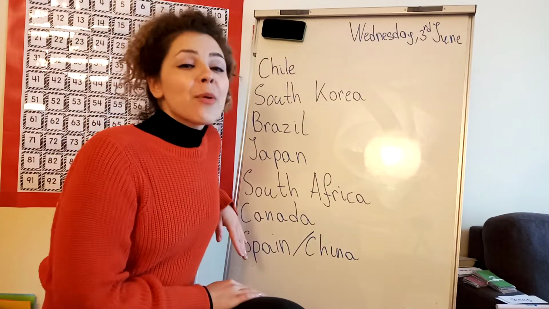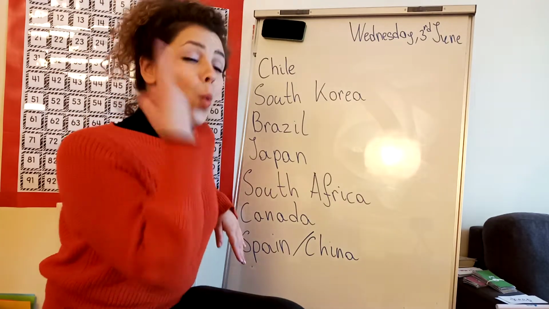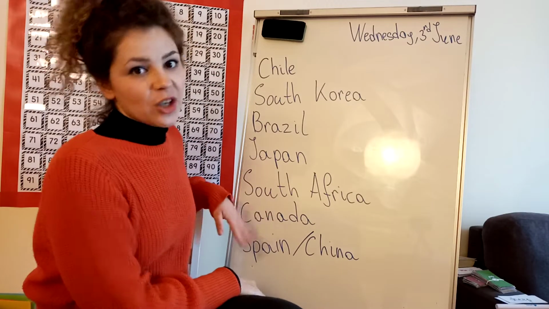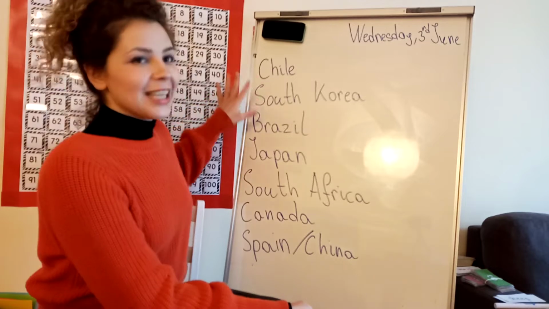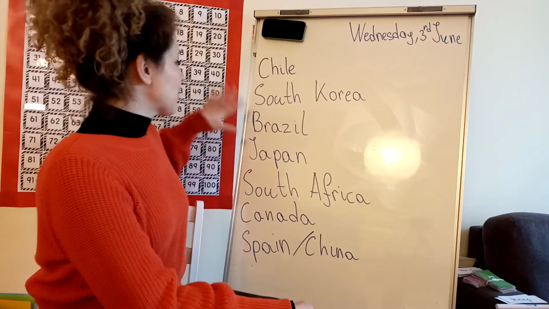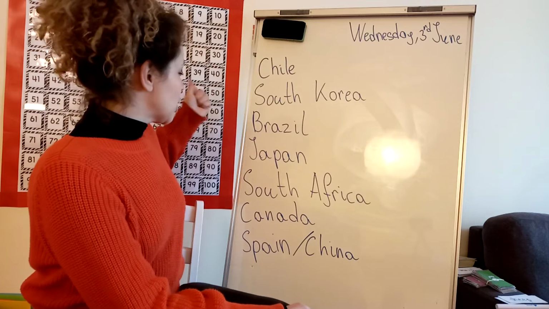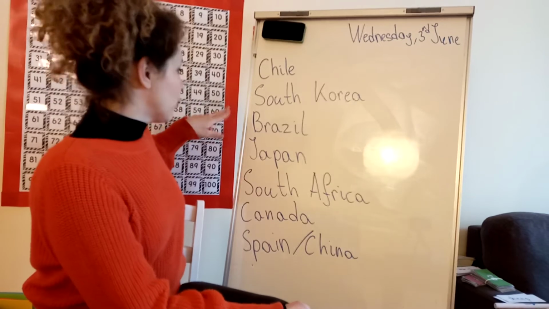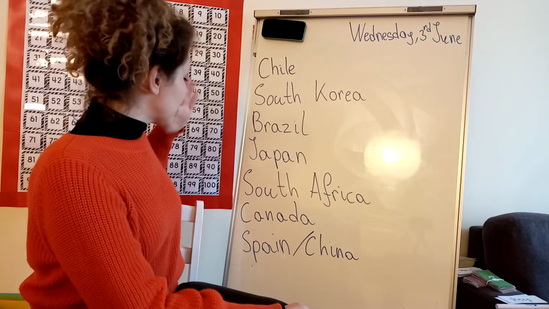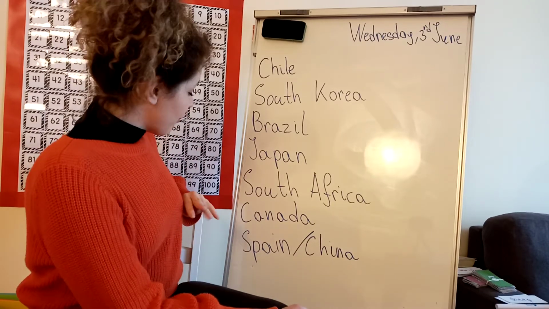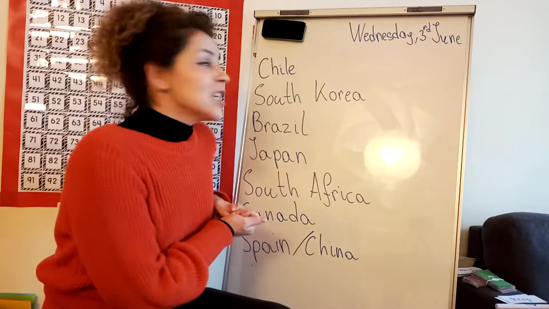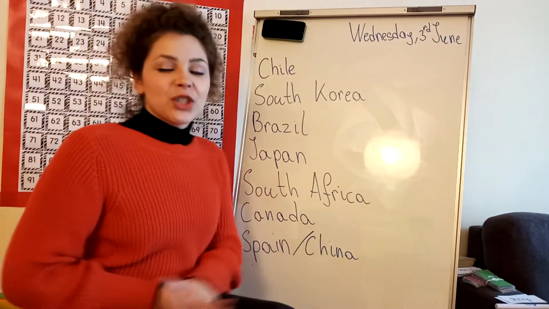Okay, so in our class there is at least one child which represents one of these countries. Of course, because we all live in Chile, we have quite a few children born in Chile, and we have quite a few children coming from South Korea. But as far as I can remember, we have 2 friends coming from Brazil, a friend coming from Japan, a friend coming from South Africa and from Canada, and we have a friend whose parents are Spanish, but she was born in China. Okay, so why do I have these countries here?